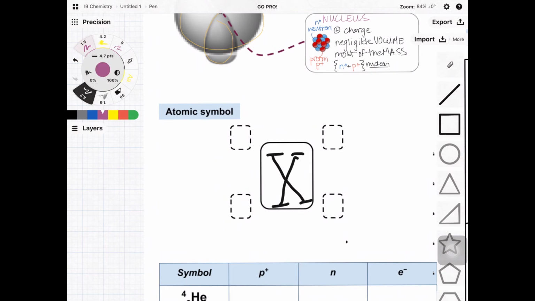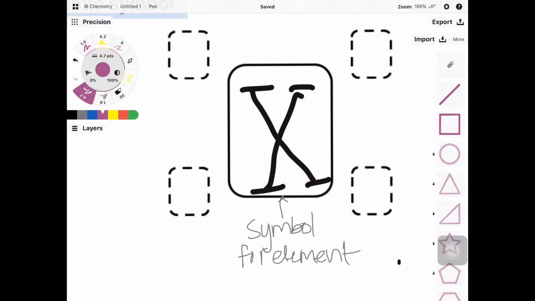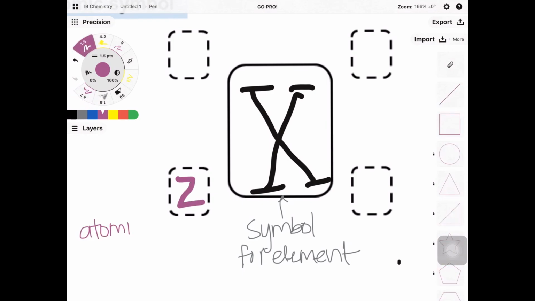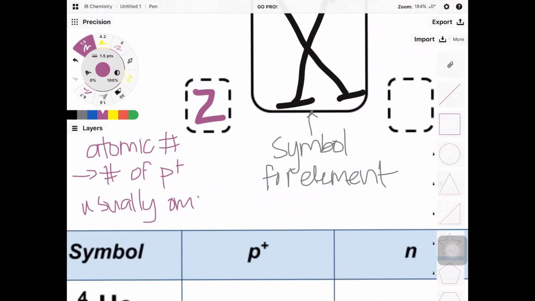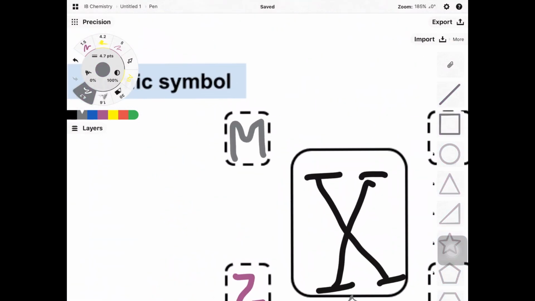Now, sometimes we don't want to draw out all of the protons, neutrons, and electrons. We use the atomic symbol. In the center, we have a symbol for our element, and then on each corner, there's various meanings depending on what's in each corner. So either at the bottom or the top left, we usually have the atomic number, which is the number of protons. This number is usually omitted because it's constant for each element. So it's like the identity of the element. So carbon always has 6 protons. Hydrogen always has 1 proton, so we sometimes don't write it.